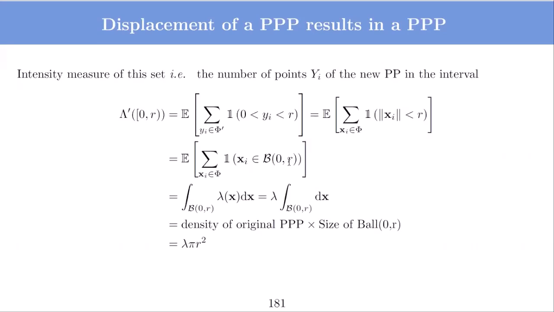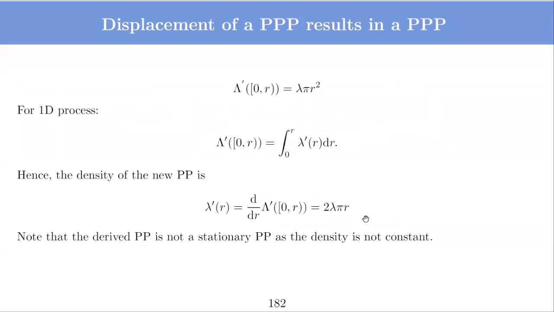Okay, it's a homogeneous point process. So this will be density multiplied by the size of ball B(0,r). So it will be lambda pi r square. Instead of the direct argument, you can also apply the summation of the function, so you can apply Campbell's theorem and you will get the same result. So what I can say here is lambda dash(0,r) is lambda pi r square. The total number of points in this interval 0 to r is lambda pi r square.